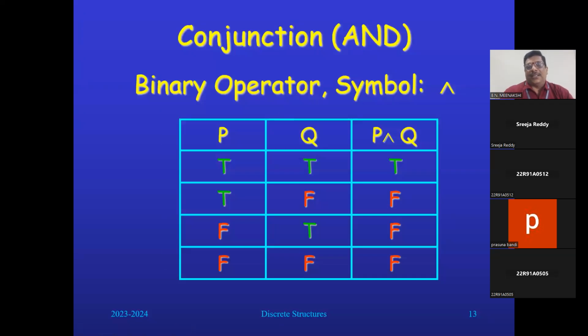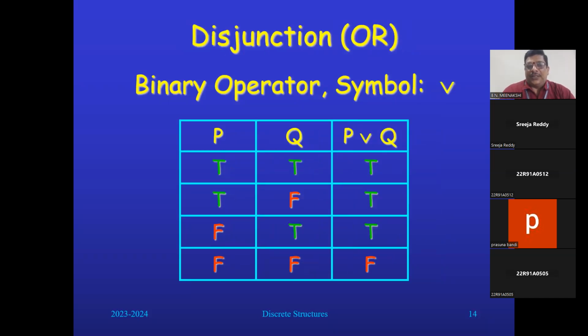Then this is called the conjunction. What is meant by the conjunction? If P is a proposition and Q is a proposition, the conjunction is a combination: if both are true, the result will be true. If any one is false, the result will be false in the conjunction.